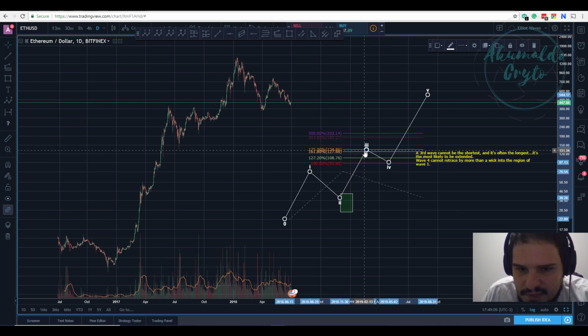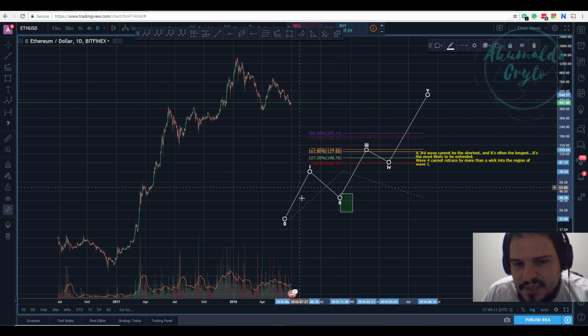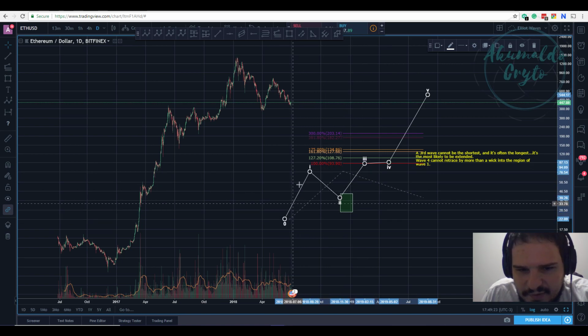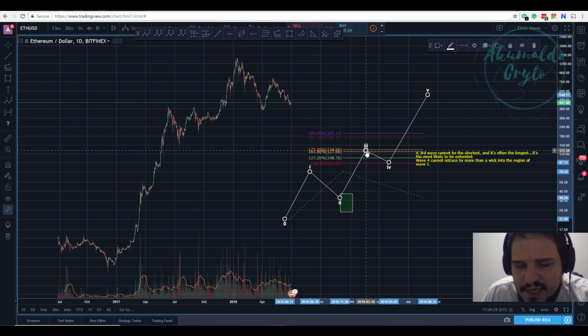So this wave here is 61.8, 65% more than wave 1. This is 100%. If we go here, this wave is the same length as wave 1. But in this case we have 175% as our preferred spot for wave 3.